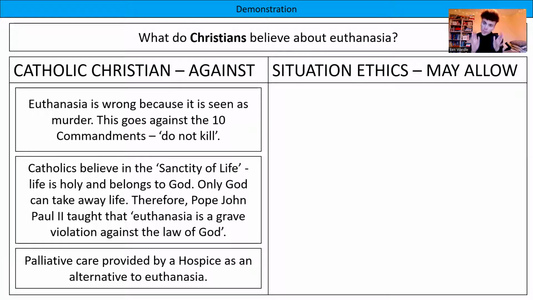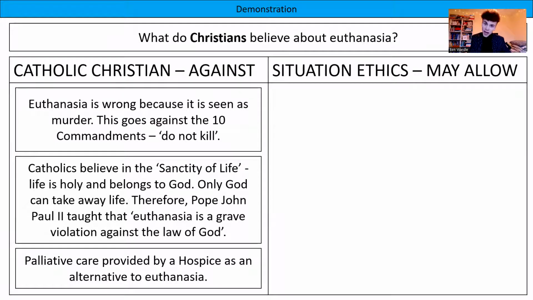So they would advocate palliative care, caring for people, making sure they're comfortable, rather than actively bringing about the end of their life. So that's how you end the suffering, not by ending their life, but with painkillers, for example, you know, by looking after them in a hospice.